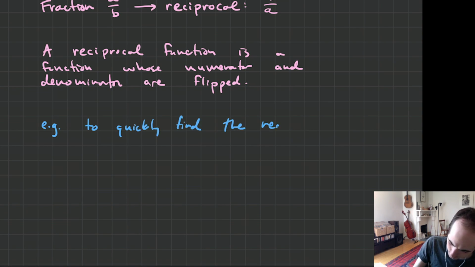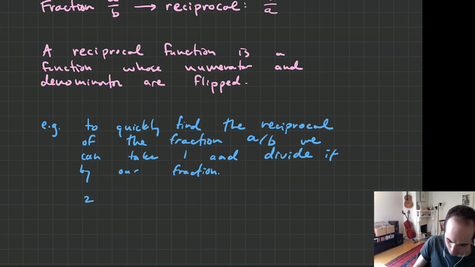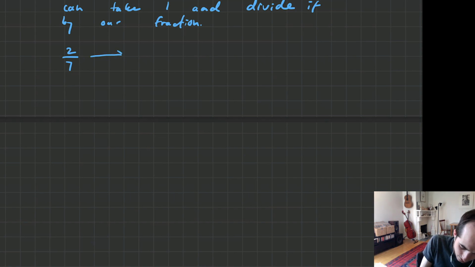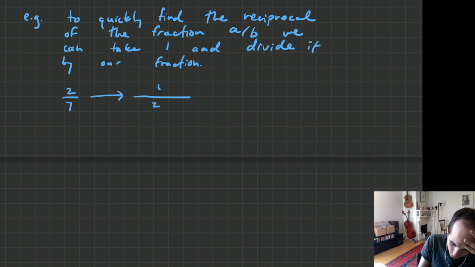So just to give you an example, to quickly find the reciprocal of the fraction a over b, we can take 1 and divide it by our fraction, like so. So let's say we want to find the reciprocal of 2 over 7. If I want to take the reciprocal of 2 over 7, what I do is I take 1 and I divide by 2 over 7.